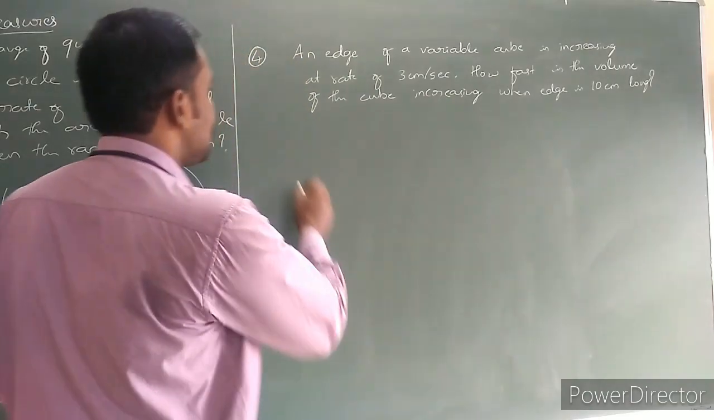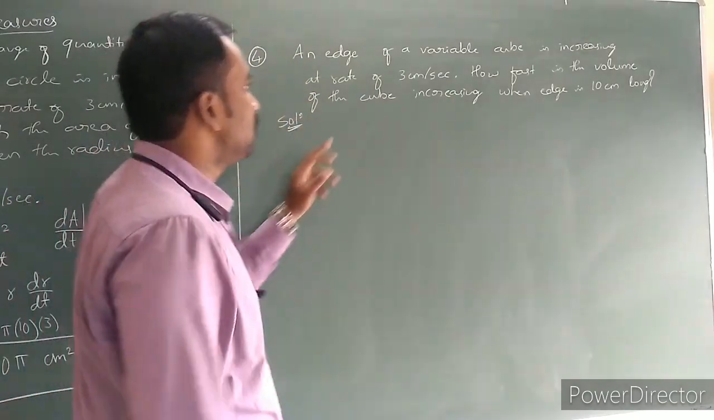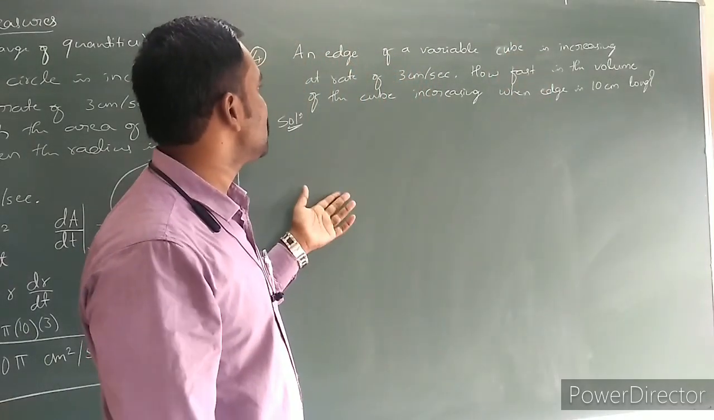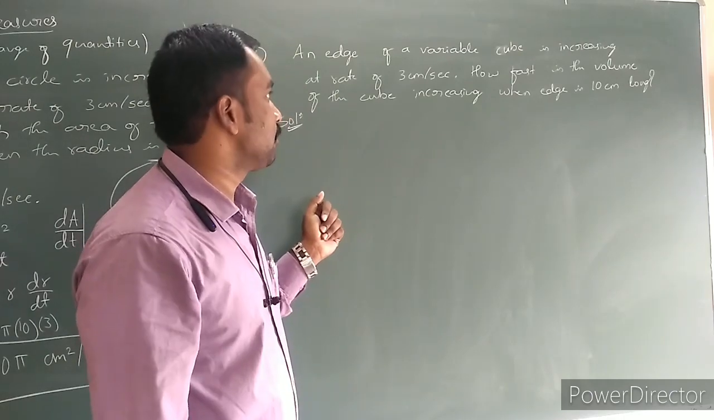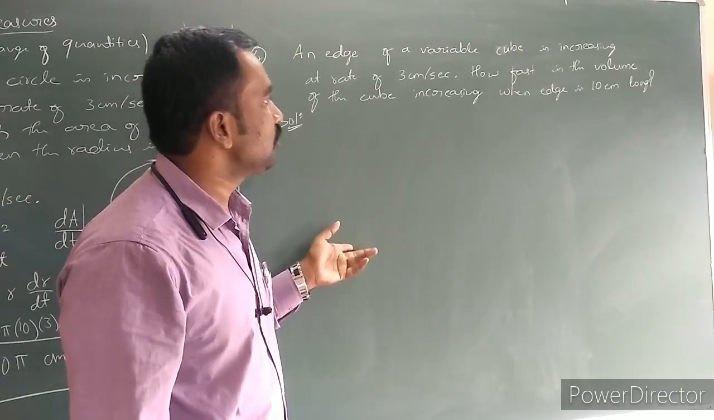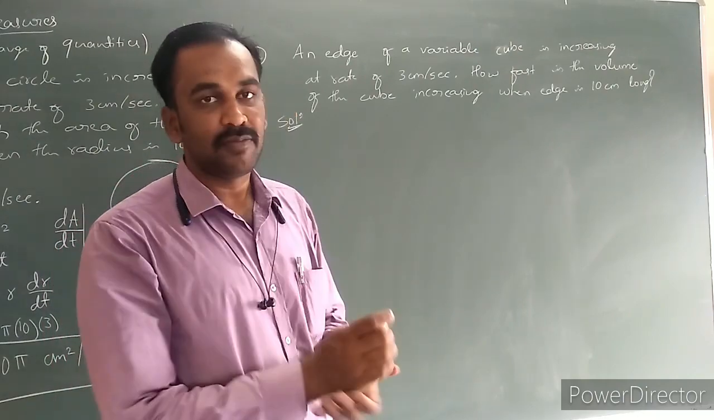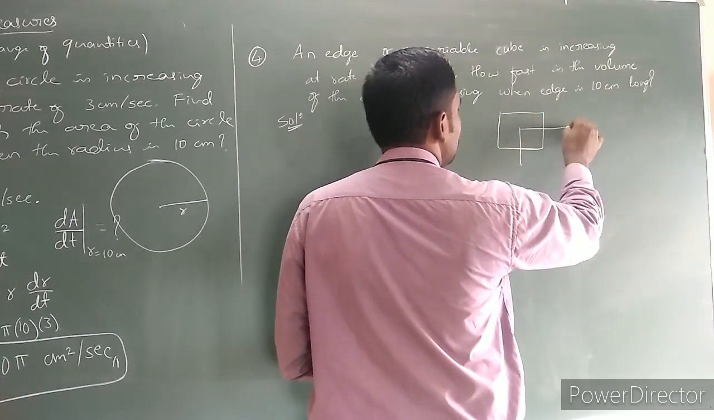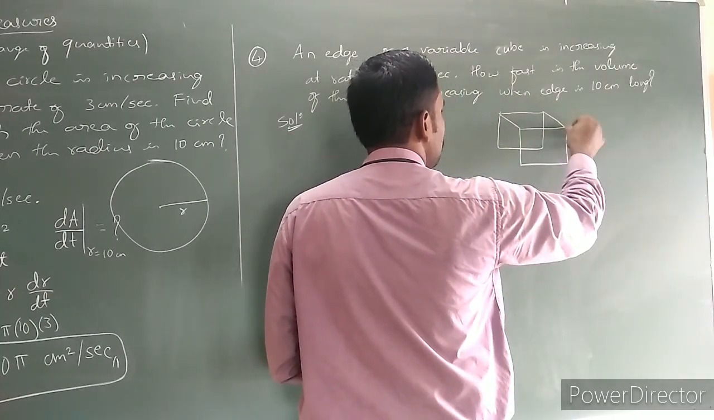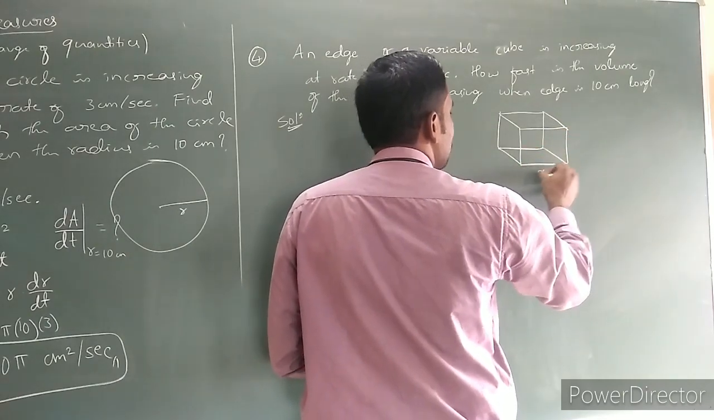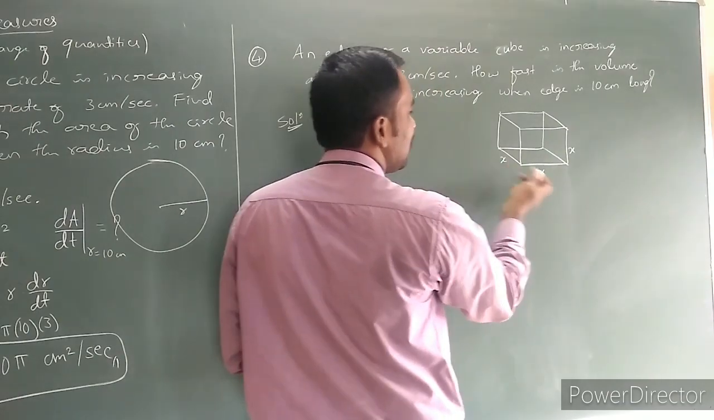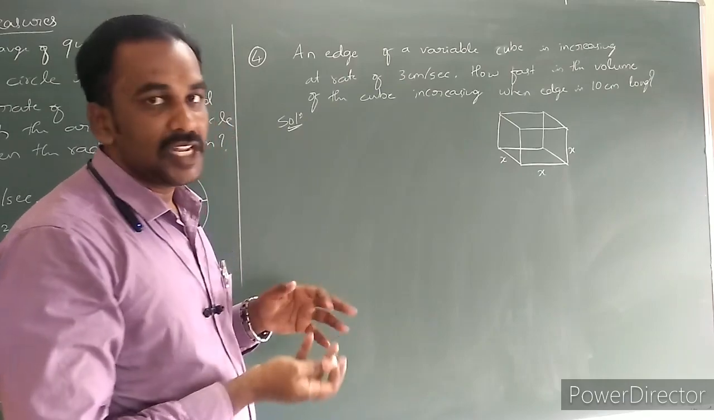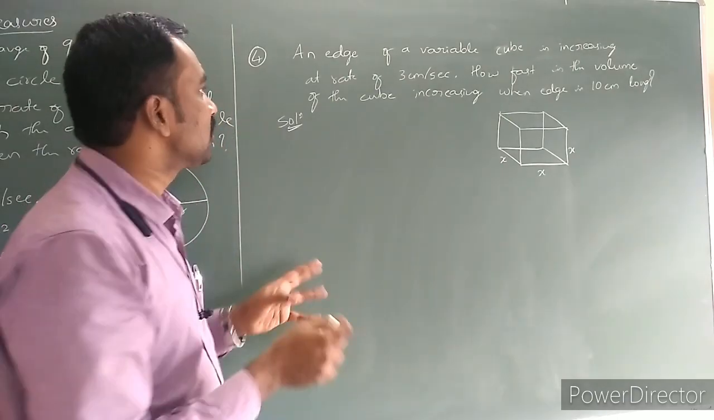Now the next one: an edge of a variable cube is increasing at the rate of 3 cm per second. How fast is the volume of the cube increasing when the edge is 10 centimeter long? This is based on the cube. Suppose the cube is in this manner. I take the side length as x: length, breadth, and height of the cube. The edge of a variable cube is changing its length.